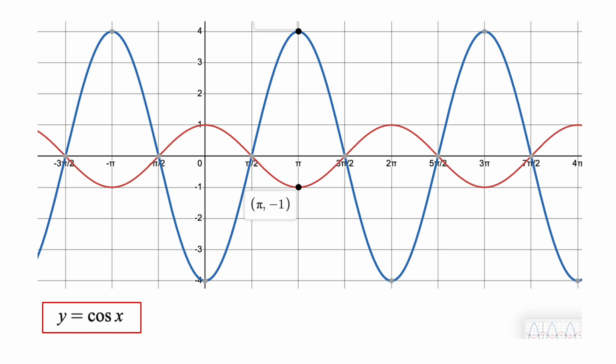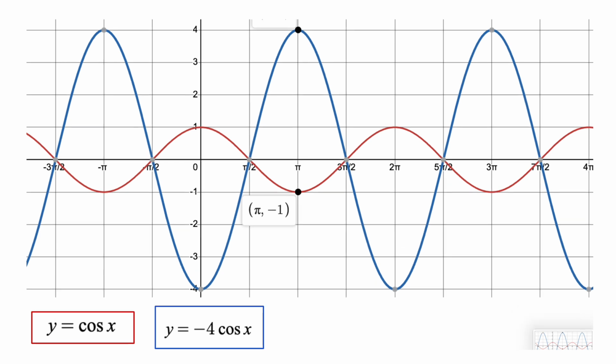So the y values have changed. Not only have they been stretched by a factor of 4, but there's also a negative in there, which makes it flip across the x-axis. So the stretching part is the amplitude. So it's going to be y equals -4 cosine of x.